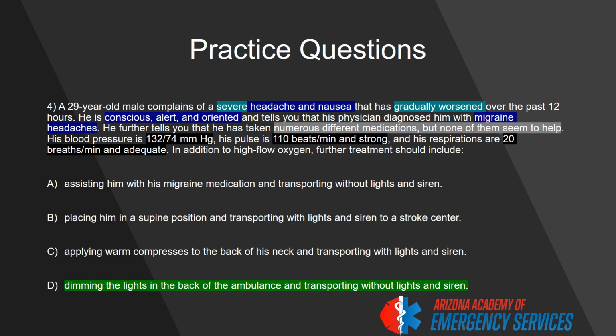So really the only way that the book states to handle a migraine patient is to dim or turn off the lights in the back of the ambulance, as well as not driving with lights and sirens.